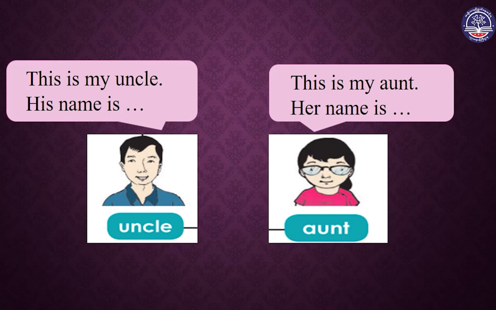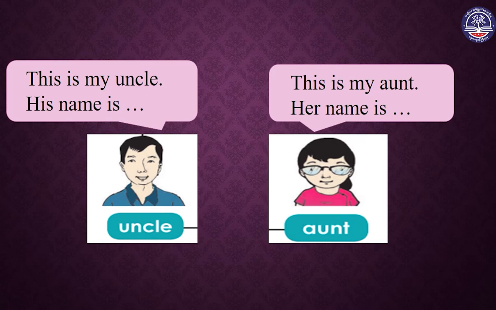So how do you introduce or talk about your uncle? Now everybody, can you try yourself? Yes, well done everybody. You have to say, this is my uncle. His name is Utong, like that. You can also use your uncle's name too. Utong is just an example. This is my uncle. His name is Utong.